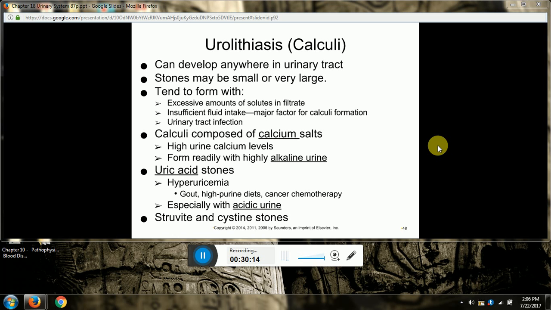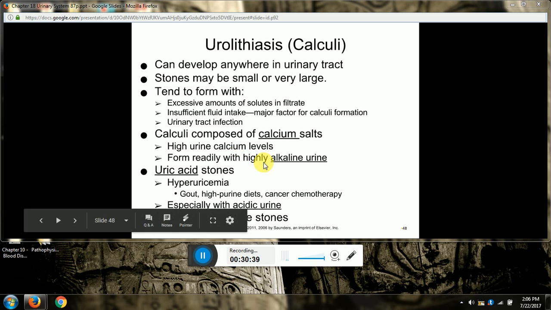They tend to form if there is excessive amounts of solutes, which would be crystals in the urine, or if the person is dehydrated or not taking in enough fluids, or if they have recurrent infections. UTIs also help in the formation of stones. Stones could be made out of calcium. Okay, so there's high calcium levels in urine, and that usually happens in alkaline urine.